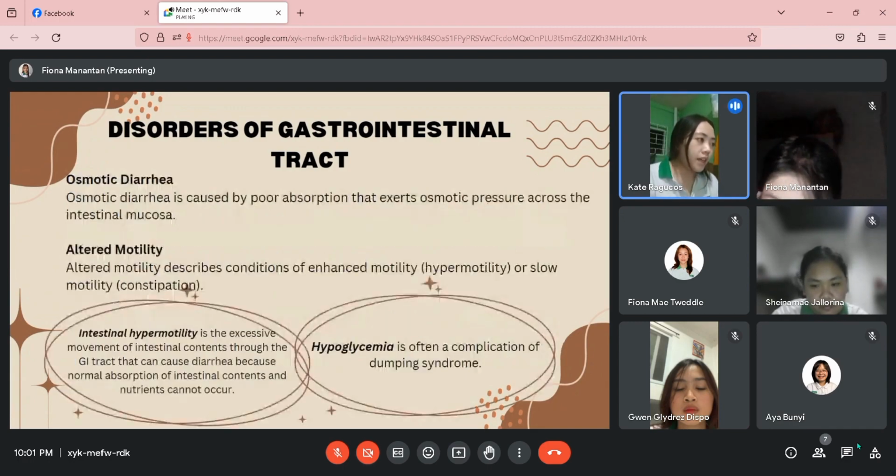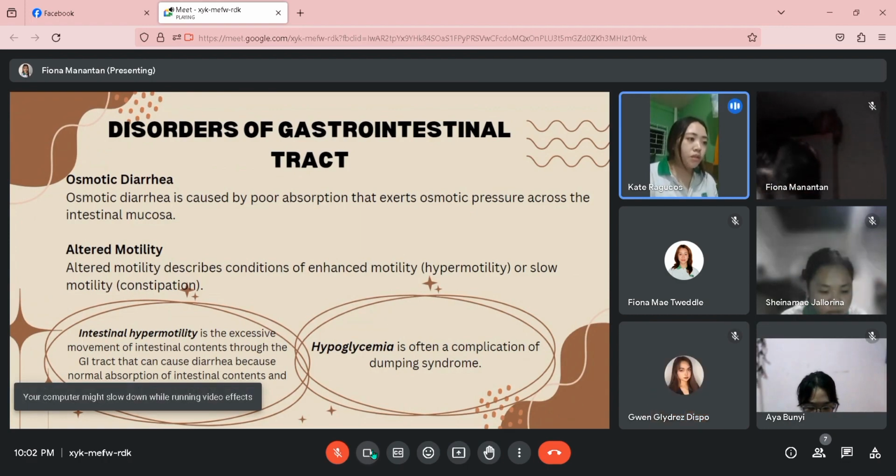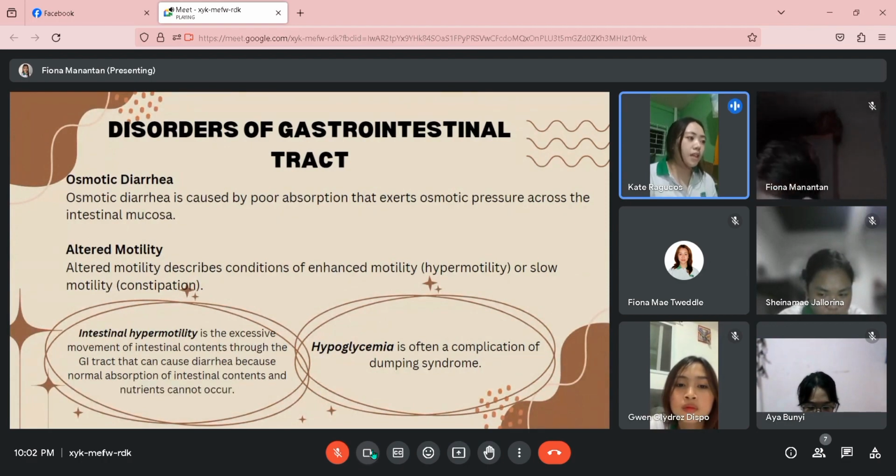Next, osmotic diarrhea. Osmotic diarrhea is caused by absorption that exerts osmotic pressure across the intestinal mucosa. Incomplete breakdown or reabsorption of food presents increased fecal material to the large intestine, resulting in water and electrolyte retention in the large intestine, which in turn results in excessive watery stool. Maldigestion or impaired food digestion and malabsorption or impaired nutrient absorption by the intestines contribute to osmotic diarrhea.